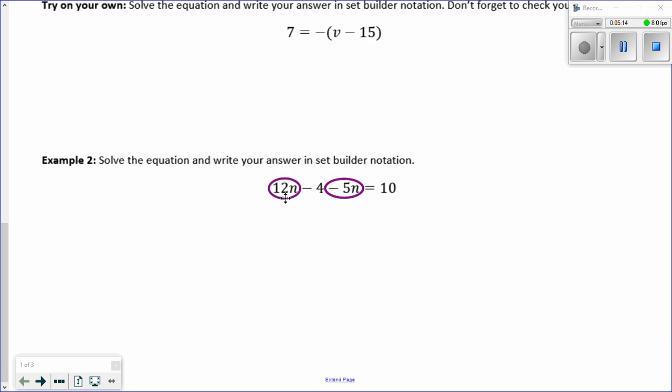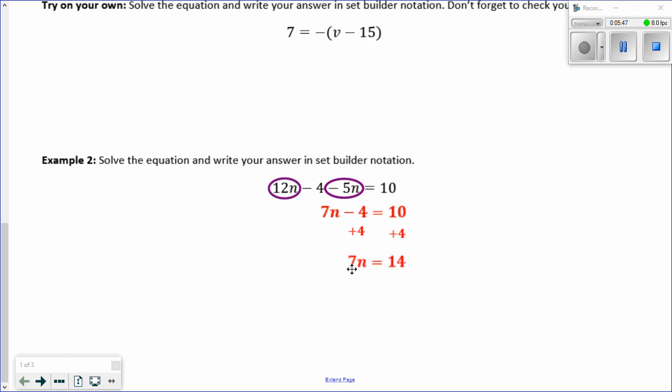So I'm going to combine 12n and negative 5n. I'm going to add those together, and I get 7n. And then the minus 4 I'm just going to bring down. So now all my combining's done. Now I can go ahead and use SAT-MAN to solve it. So I'm going to first get rid of this minus 4, because to do that I'm going to add 4 to both sides. Just use the inverse property to undo it. The negative 4 and the plus 4 will cancel out here, leaving 7n, and 10 plus 4 gives me 14.